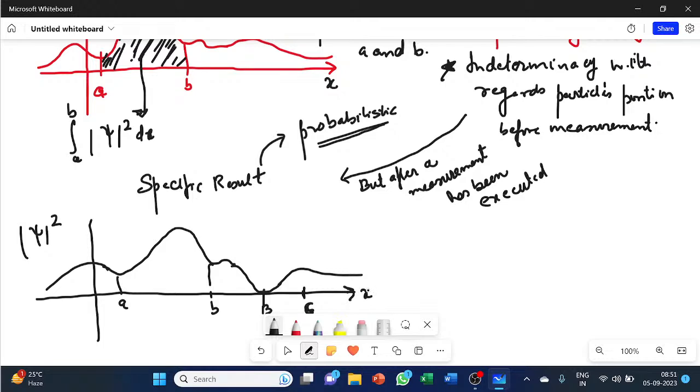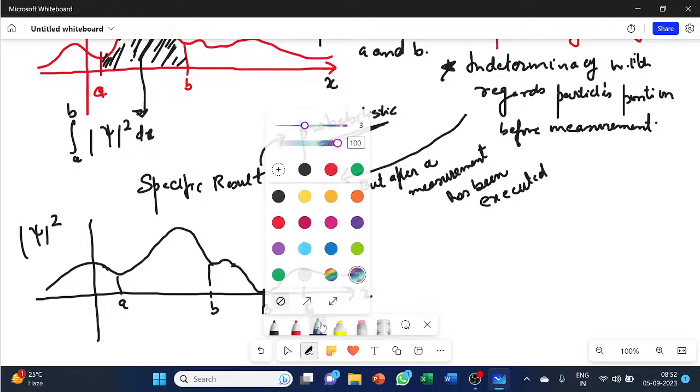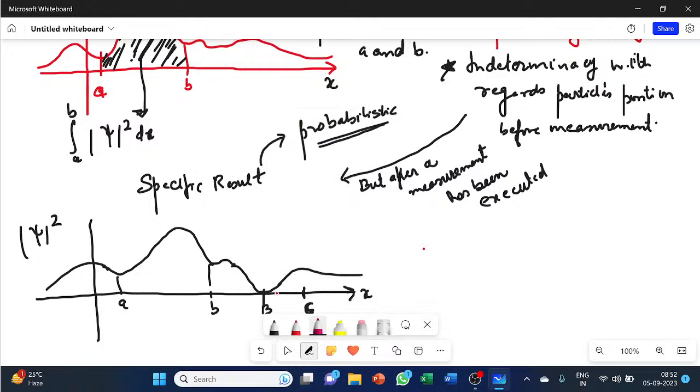After measurement, there would be some specific result, but that is also not completely deterministic. That is also probability governed. I will say that a particular measurement gives you a result with a certain sense of probability. So what happens? Let's say when I do one of the measurements, my particle happens to be at C. So what will I see here? I will see a certain spike here. So if I make a measurement, what am I measuring? I'm making a measurement of position.